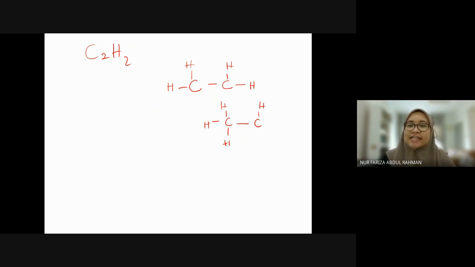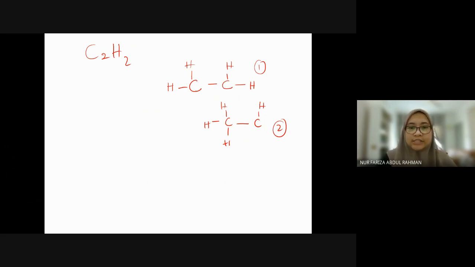Okay, dekat sini kita ada cara nak tentukan which one is the best Lewis structure. Is it the first one or the second one? Obviously second ni bukan lah, tapi macam mana kita determine that? Later we will have formal charge. So let's just stick with the first Lewis structure. This is the Lewis structure for C2H2. Kita assign sebab dia simetri dekat situ.